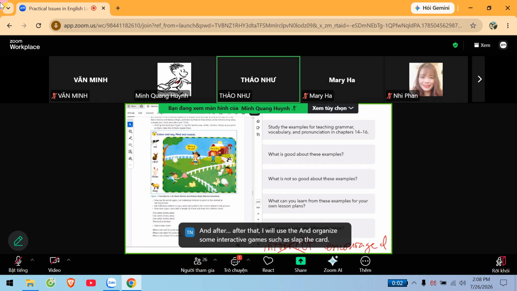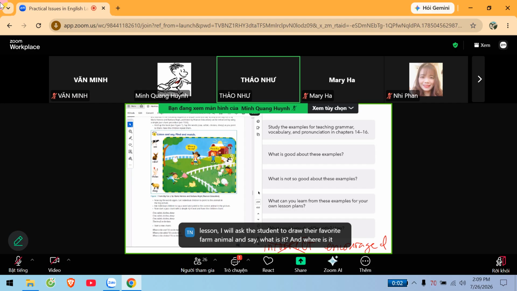find the animal, matching the animal, or memory game with finding the different pair, match two pairs, and bingo. And next, I will have students work in pairs to practice the language. They can ask and answer, where is the rabbit or what is it? At the end of the lesson, I will ask the students to draw their favorite farm animal and say, what is it and where is it?